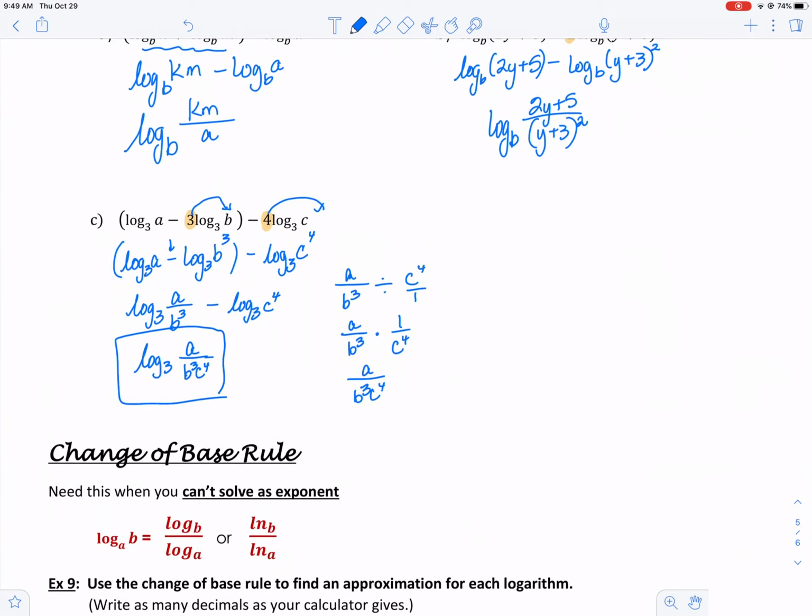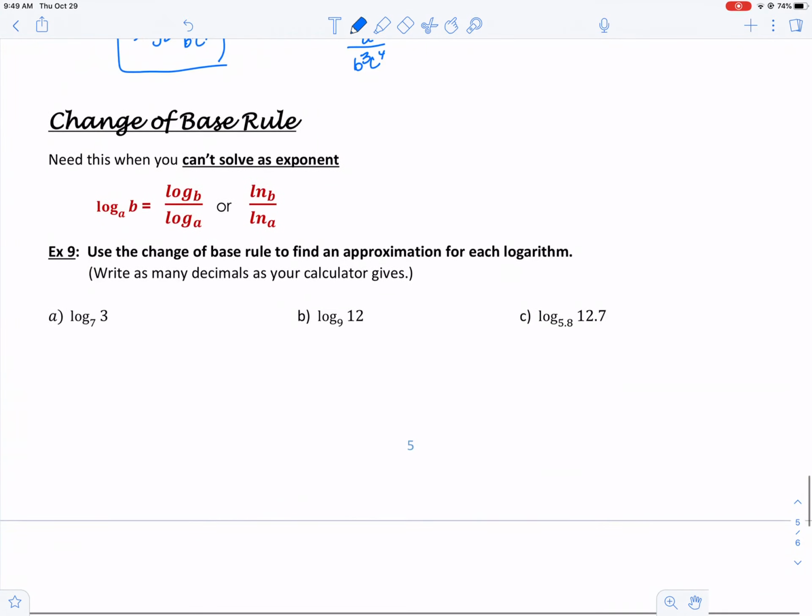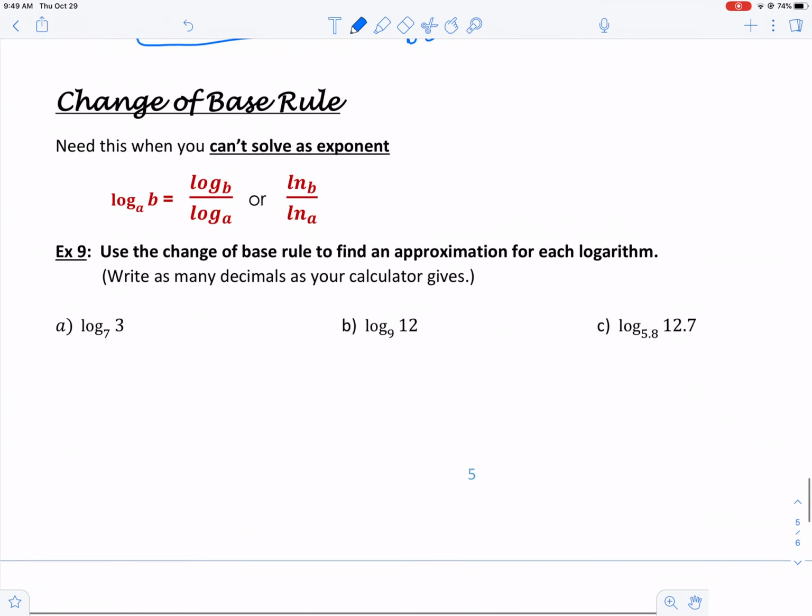There's only one more thing to do in this section, and it's actually really easy. It's just putting stuff in the calculator. This works when you cannot solve as an exponent. So if I have log base 3 of 3 to the second, I don't need a calculator, right? Because I can solve it.